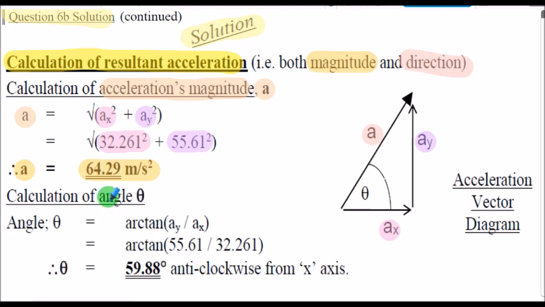And to calculate the angle, theta, shown here, angle theta is simply the arctan of the acceleration in the y direction divided by the acceleration in the x direction. Inserting the values, the angle theta is 59.88 degrees, and that's shown as anti-clockwise from the x direction here. So there's the full solution for question 6b, applying D'Alembert's principle to find the resulting acceleration of the aircraft on takeoff.